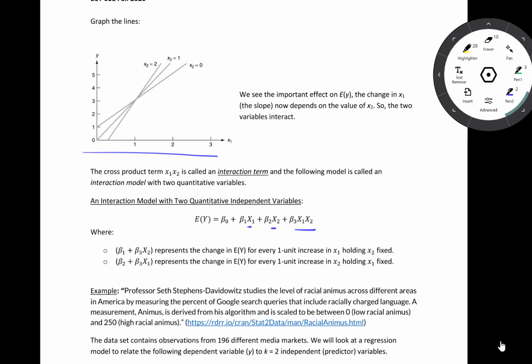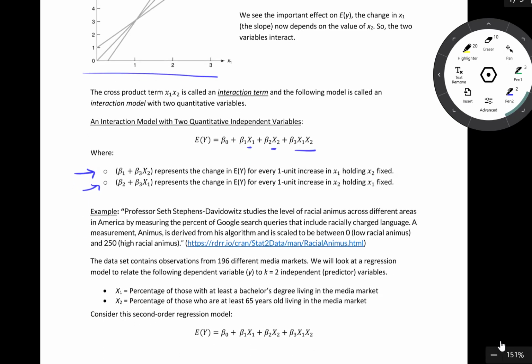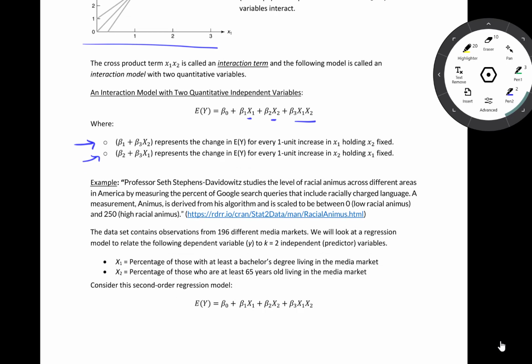And what you could show with just a little bit of algebra is if we look at beta 1 plus beta 3 x2, that represents the change in the expected value of y for every 1 unit increase in x1, holding x2 fixed. And then beta 2 plus beta 3 x1 represents the change in the expected value for every 1 unit increase in x2, holding x1 fixed. So notice these interpretations look very similar to the interpretation of the slope, but they're now more complex because of the addition of that interaction term.